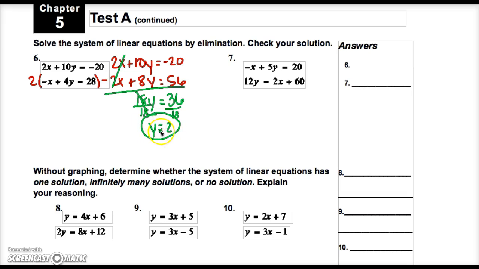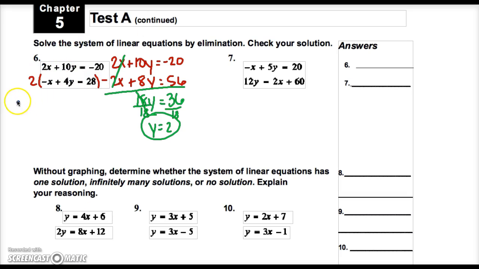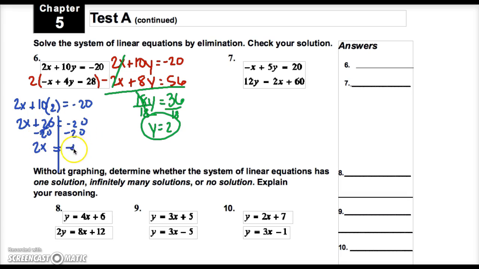And again, I don't just want to know what y is. I need to find x also. So I'm going to take this 2, and to figure out what x is, I can plug that 2 into either equation. It doesn't matter. So let's say I use the top one. 2x plus 10, but instead of the y, I'm going to put a 2, equals negative 20. So 2x plus, well, 10 times 2 is 20, equals negative 20. Then I subtract 20 on each side. So 2x equals negative 40. And then divide by 2 and you get x equals negative 20.